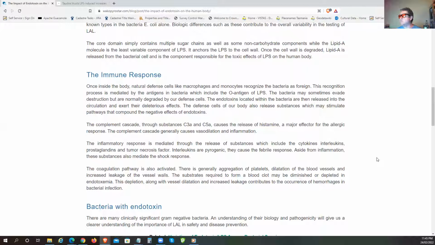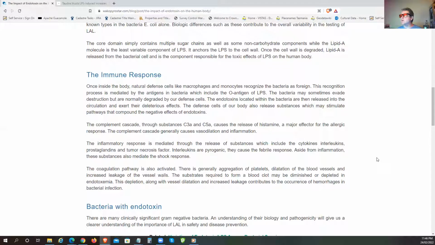The defense cells in our body also release substances that may stimulate pathways that compound the negative effects of endotoxin. Unregulated immune responses can be a problem due to viruses, not only bacteria as well. So a well-regulated immune system, and we know what does that: your vitamin D and your dear friend taurine, as well as your first line of defense, which is the best defense, and that's T lymphocytes.